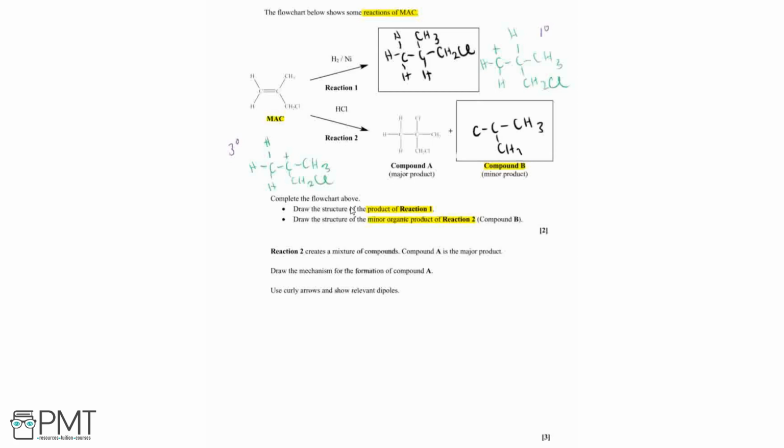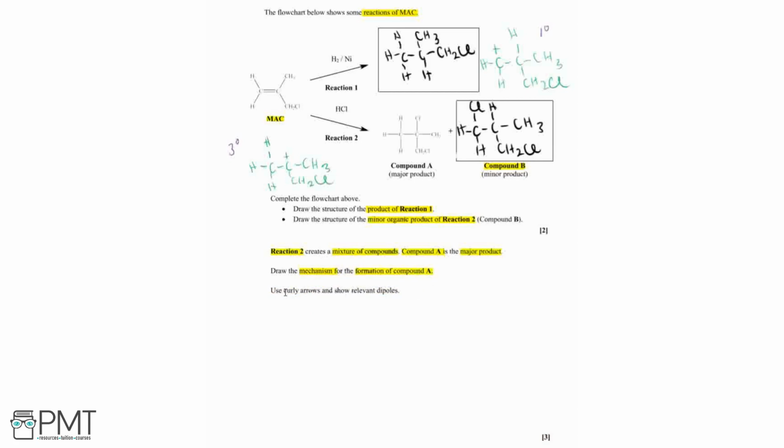So it's where we've got the Cl bonded where that charge was, like so. And there is 1 mark for each of the compounds overall, giving us 2 marks for this part of the question. Now, as we've identified, our reaction 2 gives us a mixture of the compounds. And we've identified that compound A is the major product.